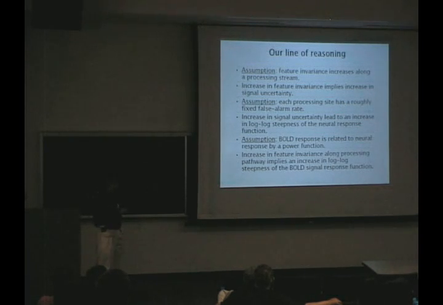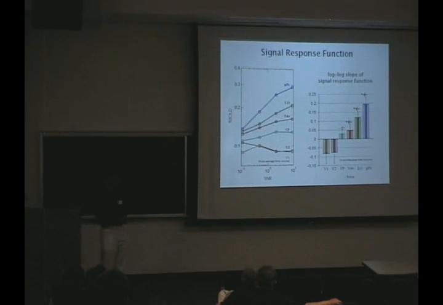The last step is really the step of magic. Since we don't know the direct relationship between the firing of the neurons and the BOLD signal, we're willing to make the assumption that they are somehow related by a power function. The reason I choose a power function is that it does not affect the ordinal relationship of the log slope. So I would predict that as you march up a processing stream, the log slope of the BOLD response function should go up, which is what we will see.